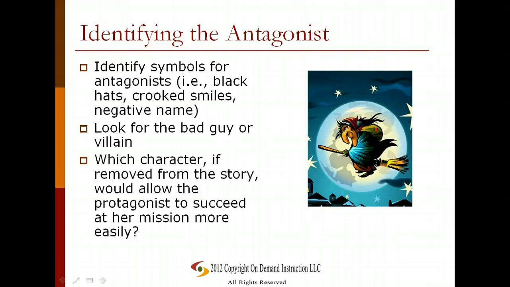So how can you identify the antagonist? You can certainly look for symbols, which are very common for antagonists, such as black cats, crooked smiles, a negative name like Malfoy. The beginning letters there, M-A-L, are Latin for bad. So you'll see these kinds of common symbols in many different stories, and you can use those as a way of identifying your antagonist. Look for whoever the bad guy is. Look for whoever the villain is.